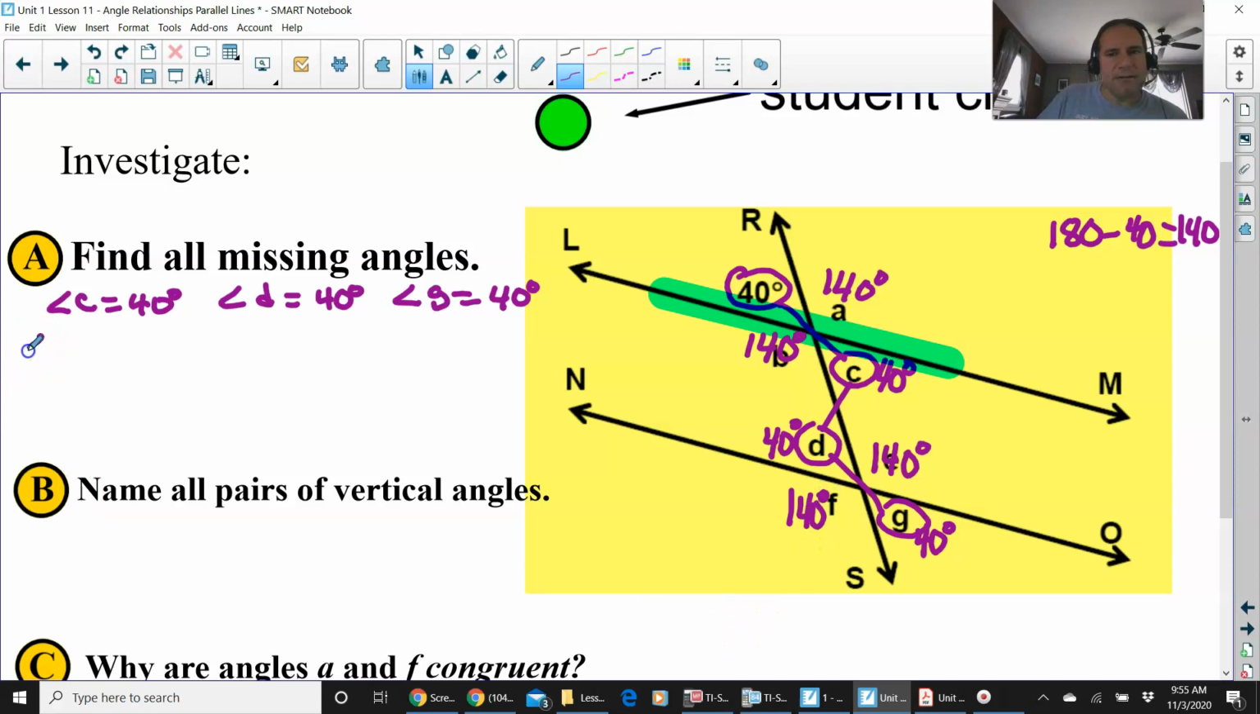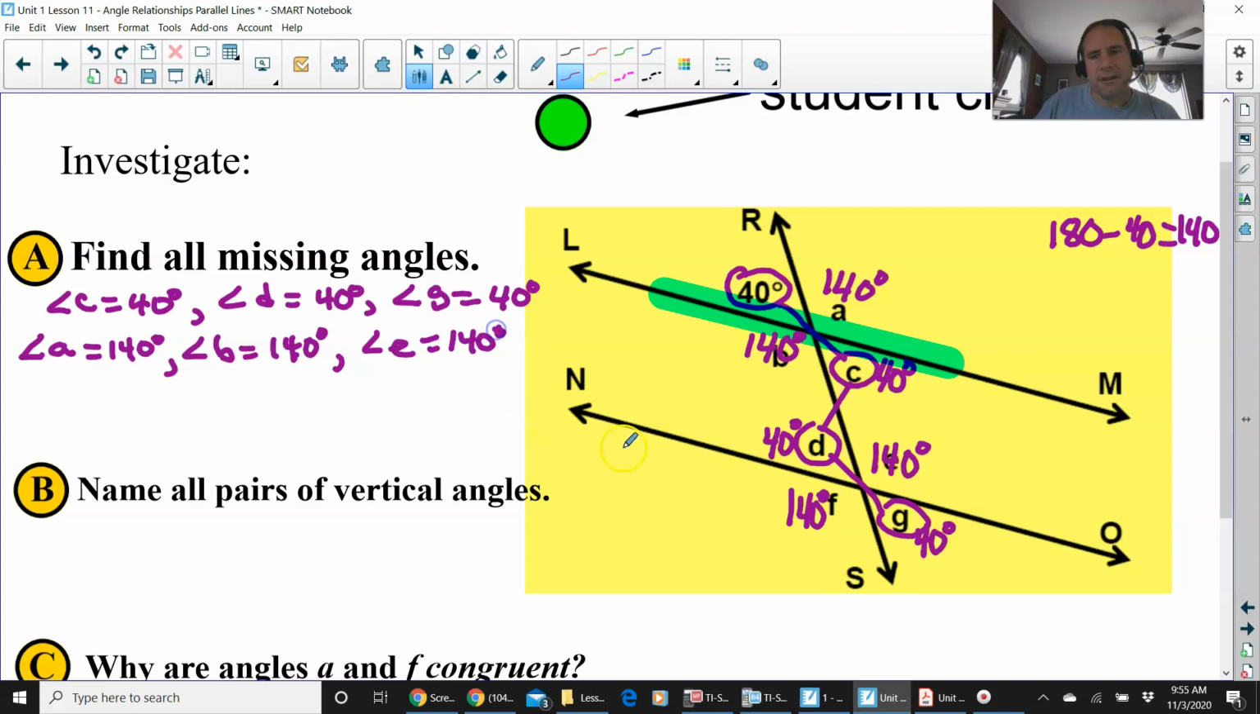So going back, we are going to put angle A equals 140. Angle B equals 140. Angle E equals 140. And angle F equals 140. Should be lowercase f, not that it matters. Okay. And that's it. That's all.